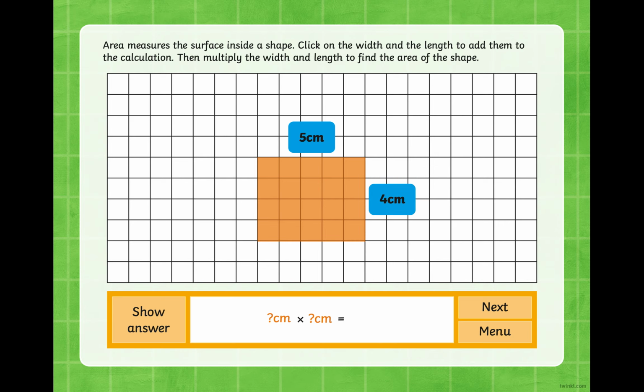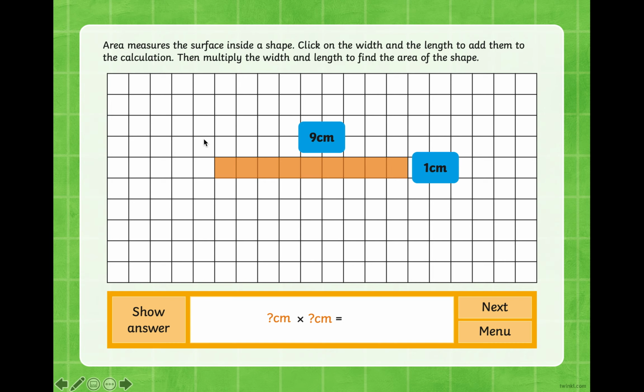Now let's see which is the area for this one. If we would calculate each square, we would get 20 squares, and the answer is side times side, which is 5 centimeters times 4 centimeters equals 20 centimeters squared. Same thing here. We're covering this many squares, it's 9 centimeters like this, and 1 centimeter like this. That means 9 times 1 equals 9 centimeters squared.